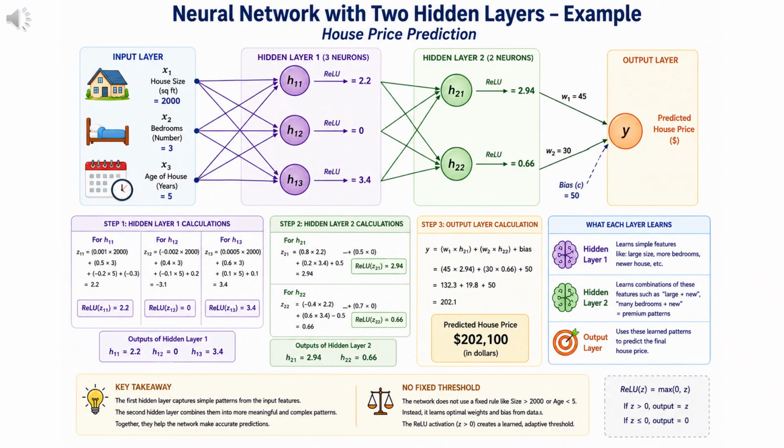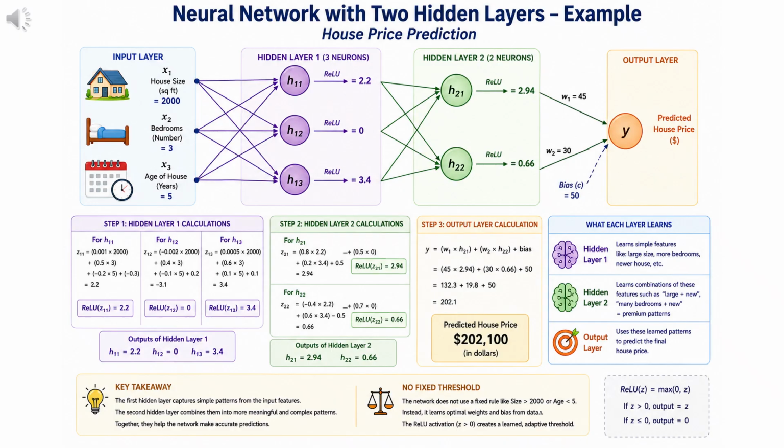These three outputs, 2.2, 0, and 3.4, are no longer raw input values. They are learned features that summarize different aspects of the house. Now these learned features become the inputs to the second hidden layer. Again, each neuron performs the same three steps. It computes a weighted sum, adds a bias, and applies the ReLU activation function. The calculations produce H21 equals 2.94, H22 equals 0.66. Now notice something interesting.